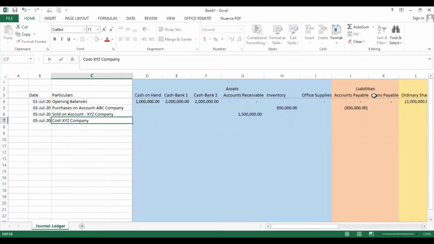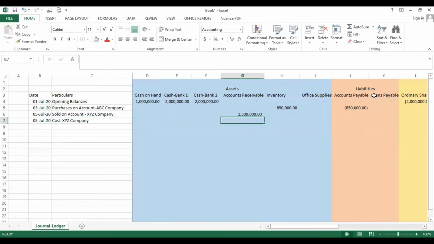Let's assume that we double the cost as our selling price, meaning selling price is cost times 2 or 200%. So that means if we sold 1,500,000, 750,000 is the cost of sales. So this is our cost of sales.